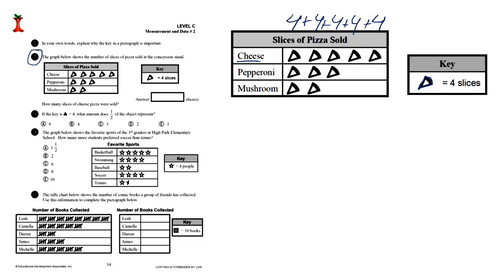We have 1, 2, 3, 4, 5 groups of 4 being added. So we can quickly do 5 times 4. That gives us 20. So the number of cheese pizzas sold, 20 slices. Let's move on.